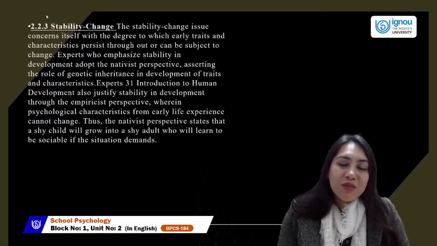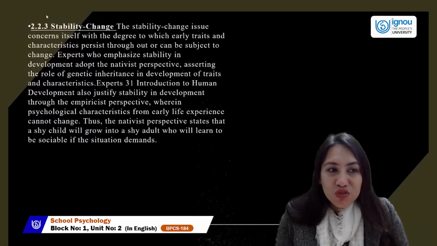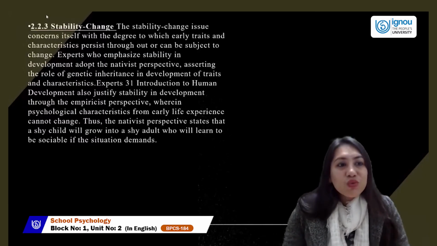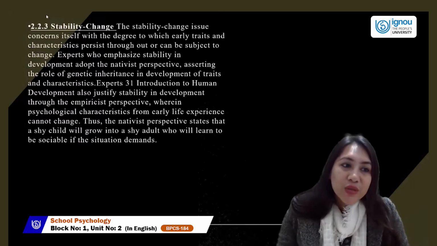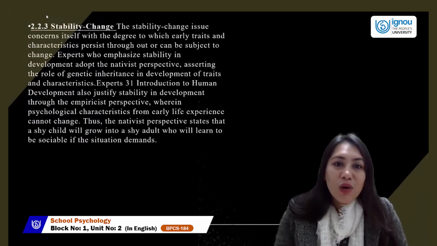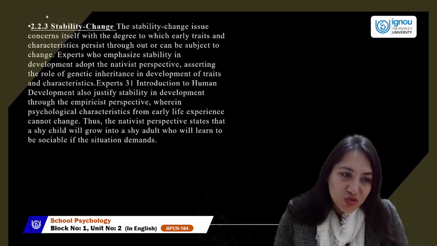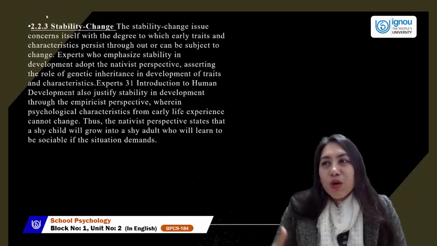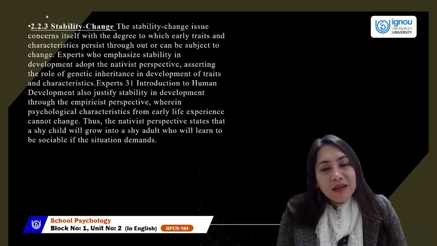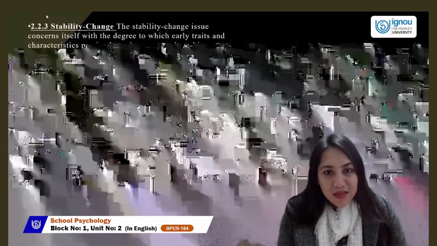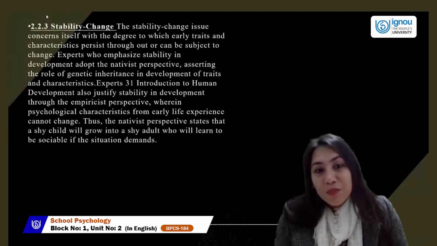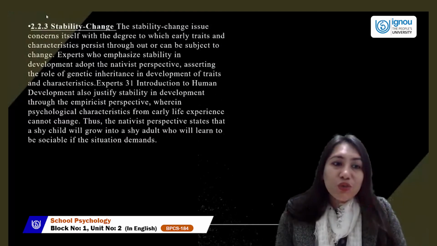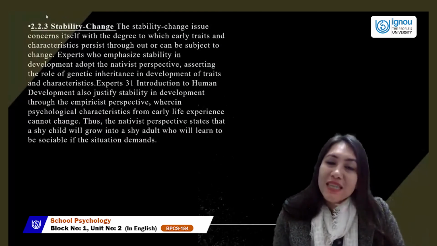One of the last themes and issues here is stability versus change. This issue is concerned with the degree to which early traits and characteristics persist throughout or can be subject to change. That means a lot of psychologists and experts emphasize the fact that stability in the development adopts the nativistic perspective, asserting the role of inheritance in the development of traits and characteristics.